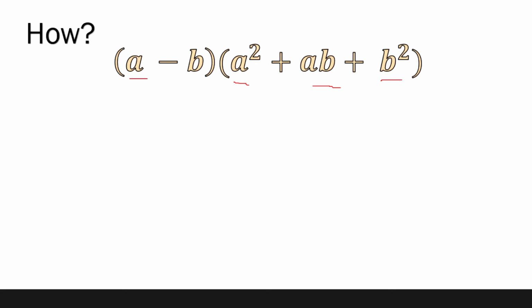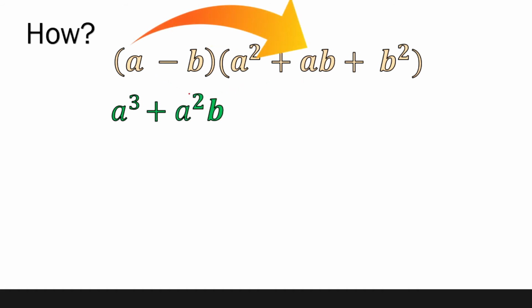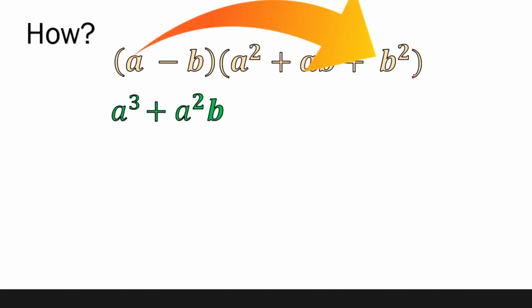So, let's erase this one. So, we have here a times a squared. We have a cube, diba? A times a squared, a cube. Next, a times ab, magiging a squared b. Next, we have a multiplied by b squared. We have positive ab squared. Okay? Hindi pa tayo tapos. Si a pa lang ang multiply natin.